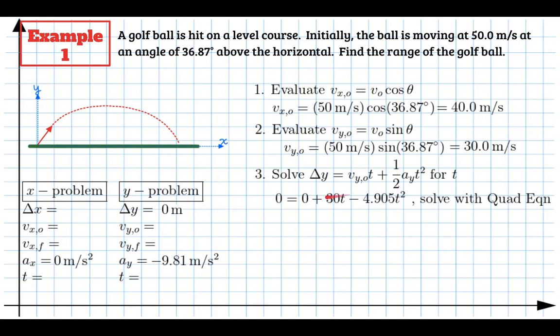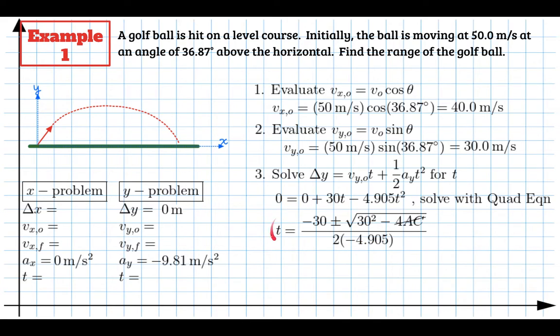Okay? So we're not going to worry about units or algebraic solutions for these. We're just going to try to solve them with the quadratic equation. The quadratic equation says that the solution will be minus b, so negative 30, plus or minus the square root of b squared minus 4 times a times c. But because c is 0, this term is going to go away. And then we divide that by 2 times a.